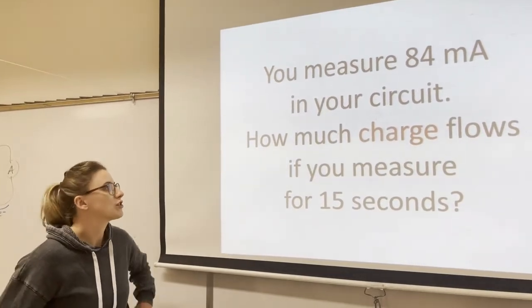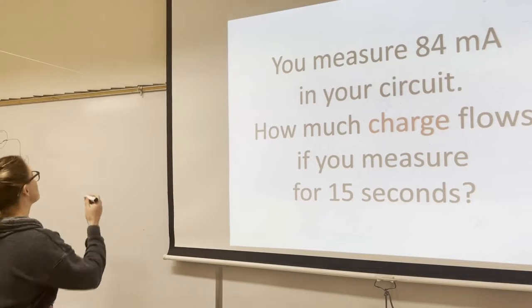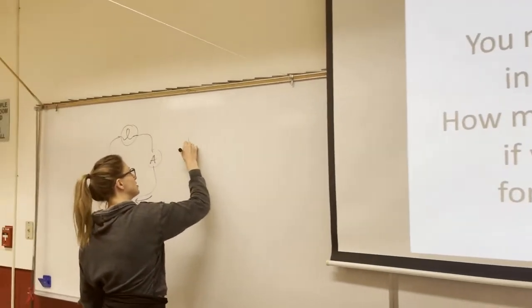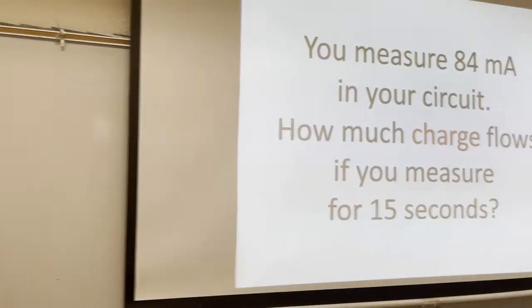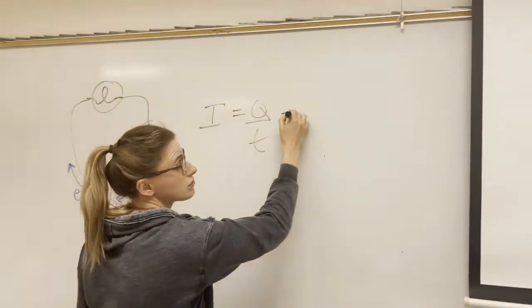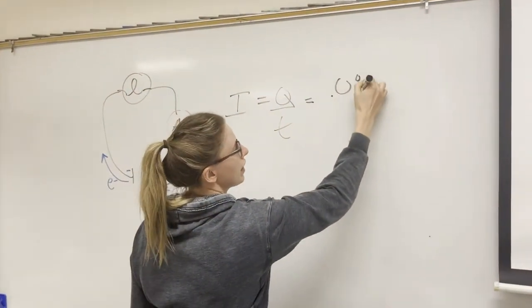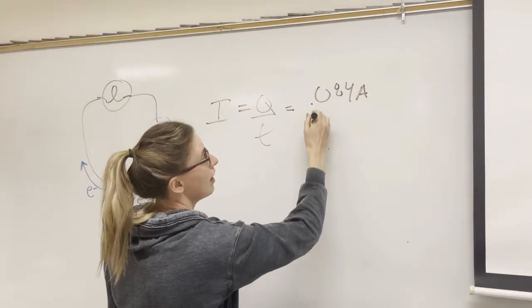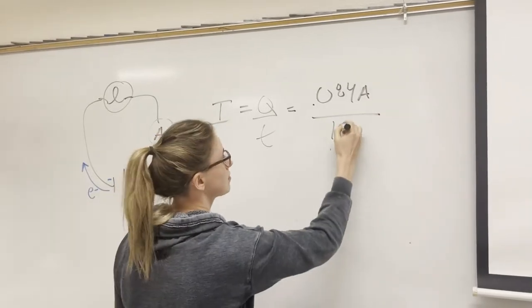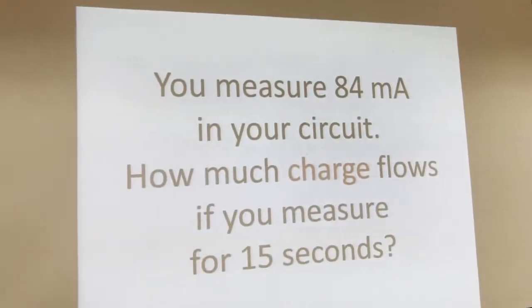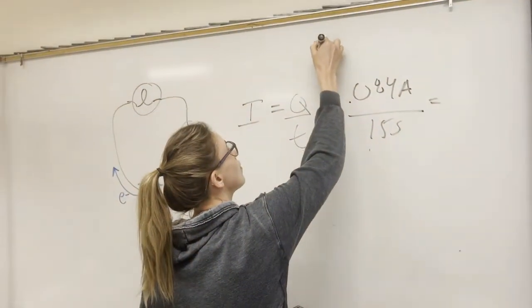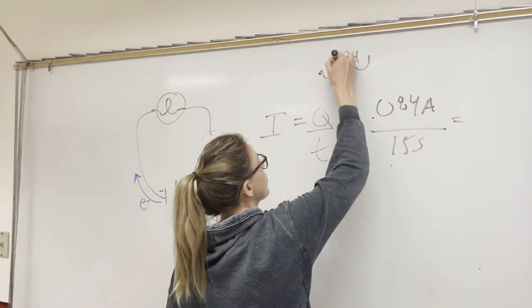All right, so you measure 84 milliamps in your circuit. How much charge flows through if you measure it for 15 seconds? Okay, so this is our equation, right? So 0.084 amps, and for 15 seconds. You see what she did there? She converted 84 milliamps to 0.084 amperes.